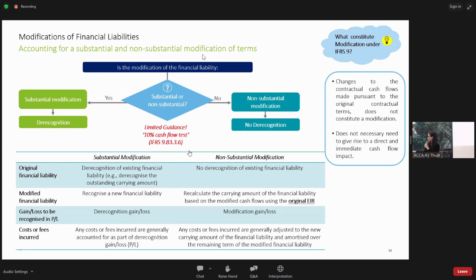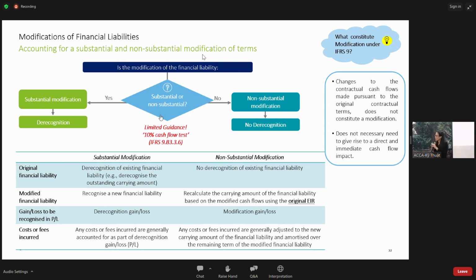So, costs or fees that are incurred in the modification arrangement. If it's substantial, the costs or fees are generally accounted for as part of the derecognition gain or loss. But for non-substantial, any cost or fee is adjusted to the new carrying amount of the financial liability and will be amortized over the remaining term of the modified liability.